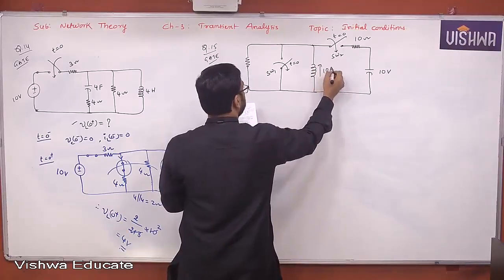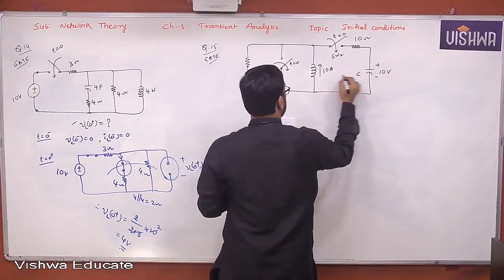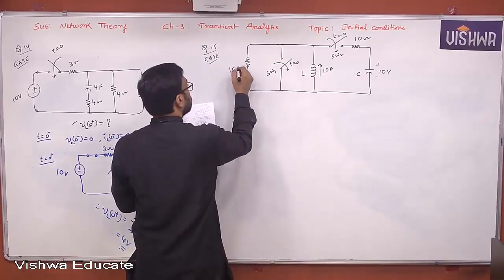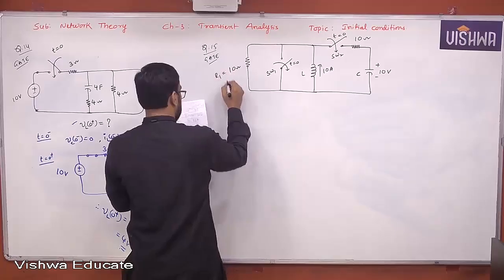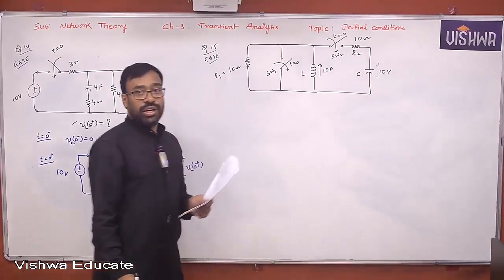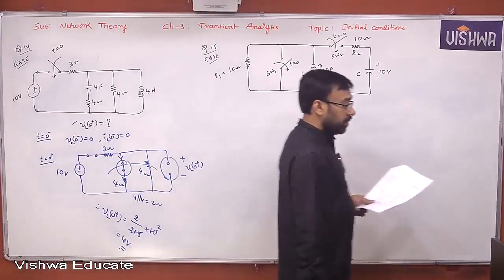10 ampere. So this is 10 volt. Now this is 10 ohm. This is R1 and this is R2. So this is the circuit given. I think all of you. Okay. Question number 15, which was asked in GATE.